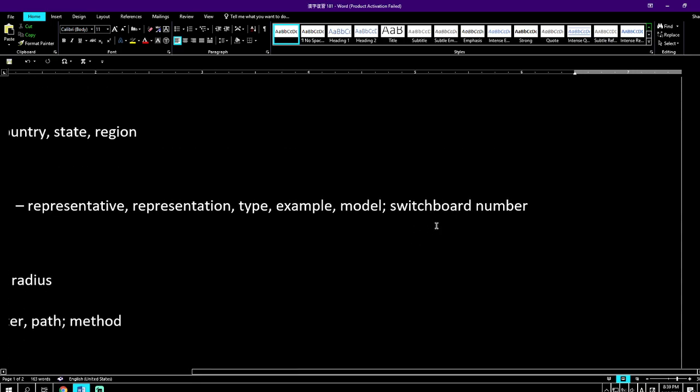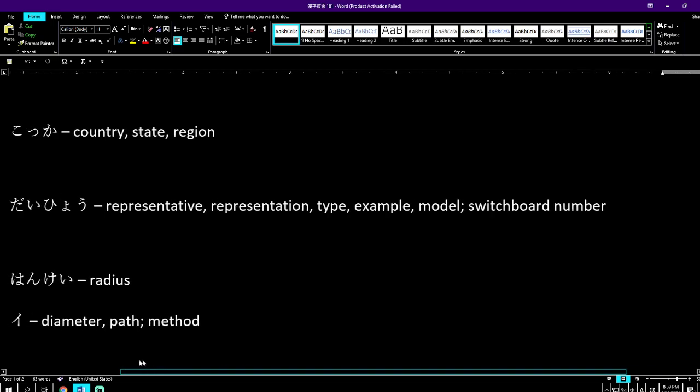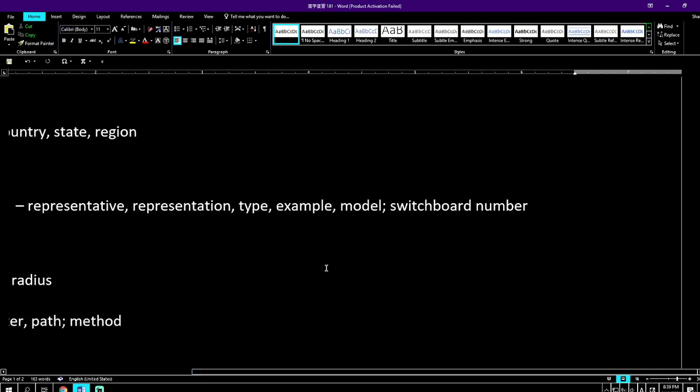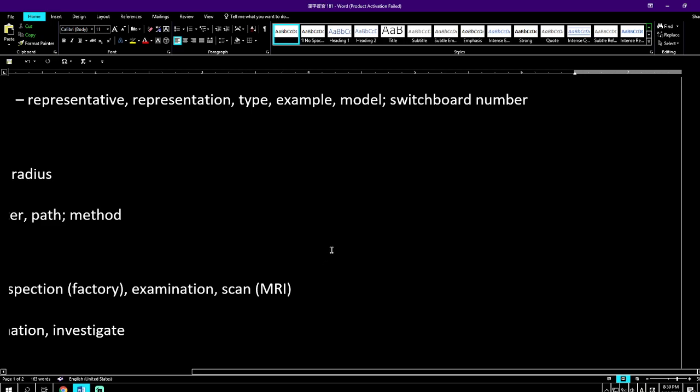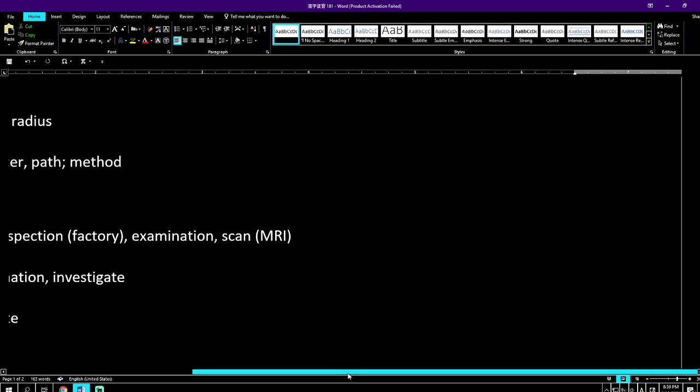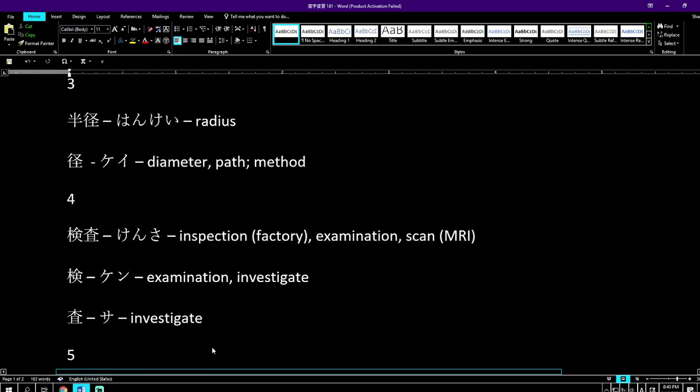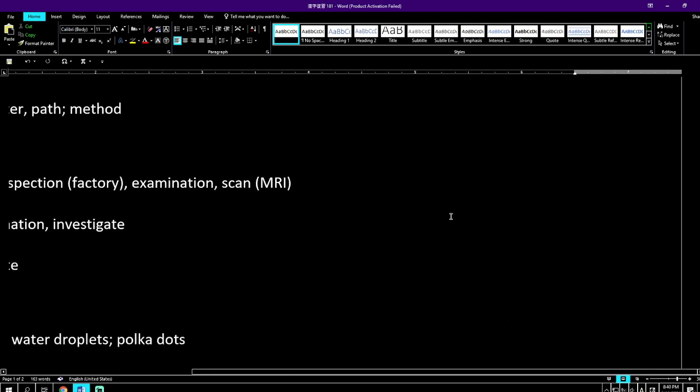A radius is hankei. Hankei is a radius. That's right. An inspection of a factory, an examination is a kensa. Kensa desu. Ken and sa is an inspection, or an investigation. An inspection or a scan is an MRI.